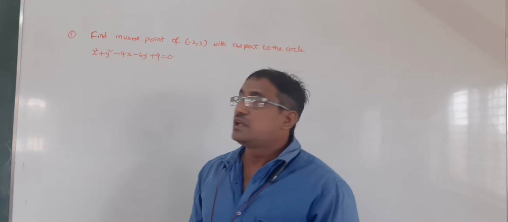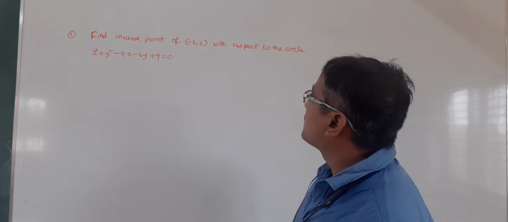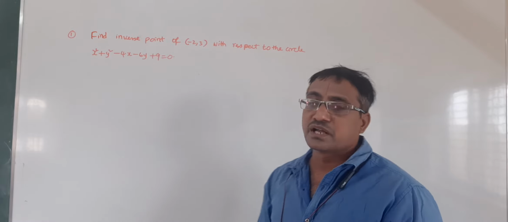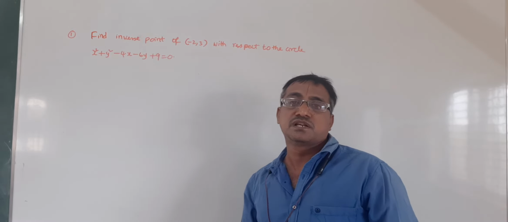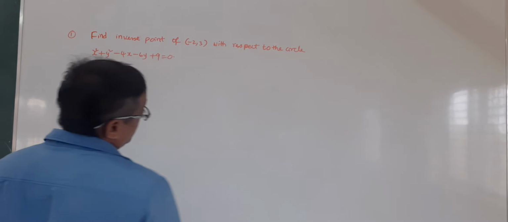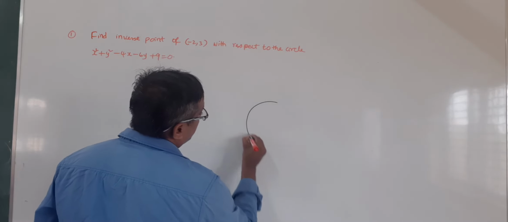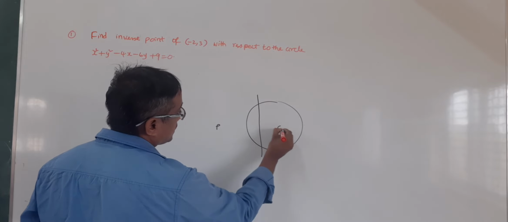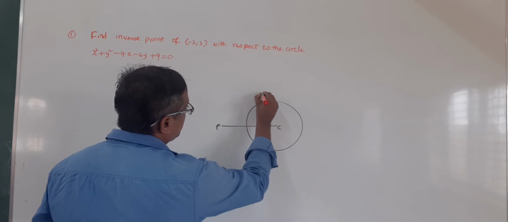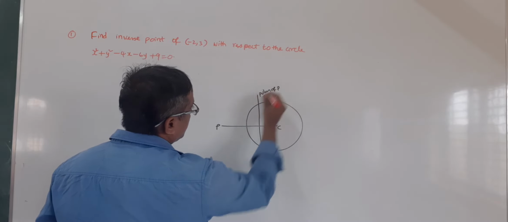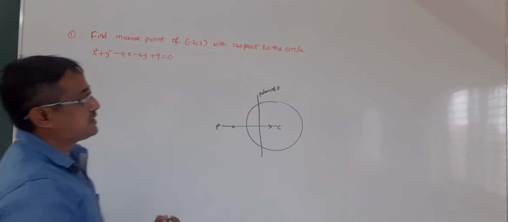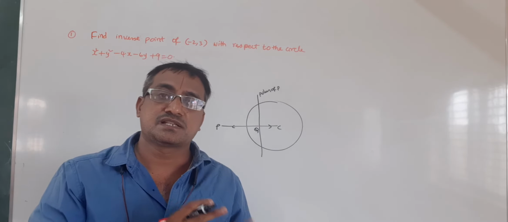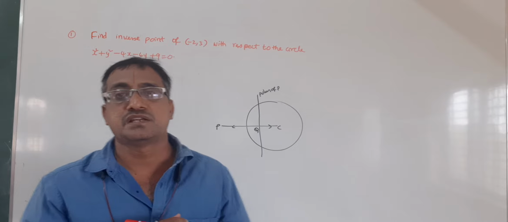Problem: find the inverse point of (-2, 3) with respect to the circle x square plus y square minus 4x minus 6y plus 9 is equal to 0. Now we know that the inverse point of the given point is the point of intersection of the polar of P and the line joining CP.